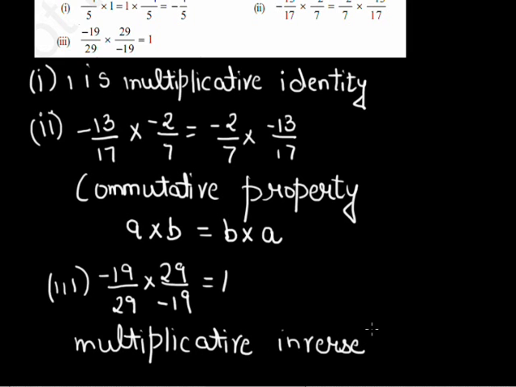Okay, so in the first part the property used was multiplicative identity. In the second part we used the commutative property, that is A into B is equal to B into A. And in the last part we have used that if we multiply a number with its multiplicative inverse, the answer is 1. So the property used is multiplicative inverse. Okay.